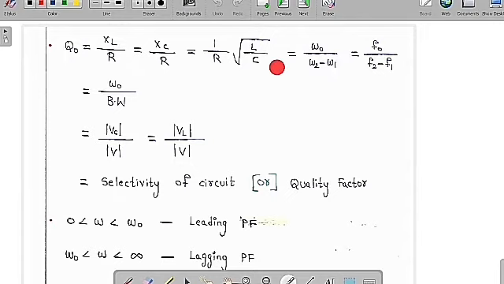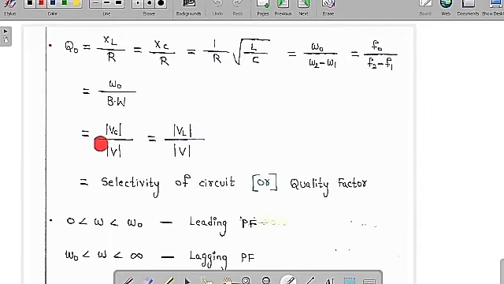So quality factor is equal to the ratio of omega naught by omega 2 minus omega 1. Omega naught is the resonance frequency and omega 2 minus omega 1 is the bandwidth. Therefore this is equal to f naught by f2 minus f1. Or simply we can also call it the ratio of omega naught by the bandwidth. So from this relation we can say these both are inversely proportional. So quality factor is inversely proportional to the bandwidth.